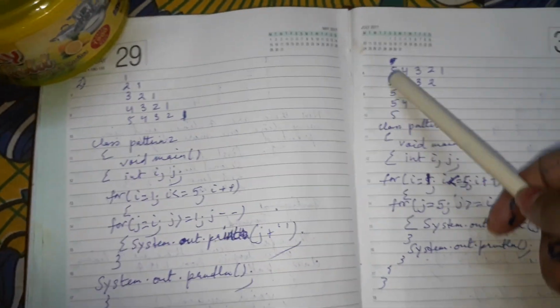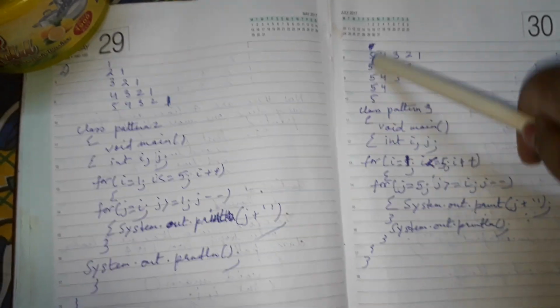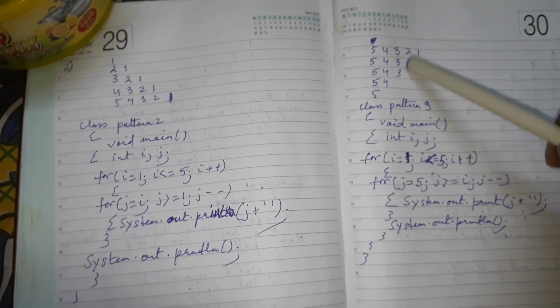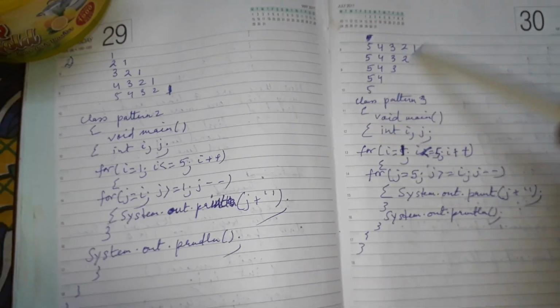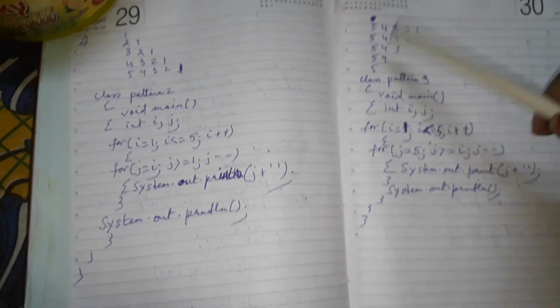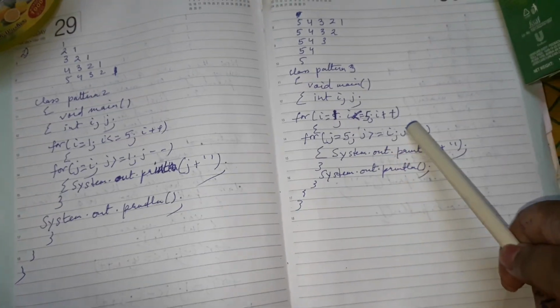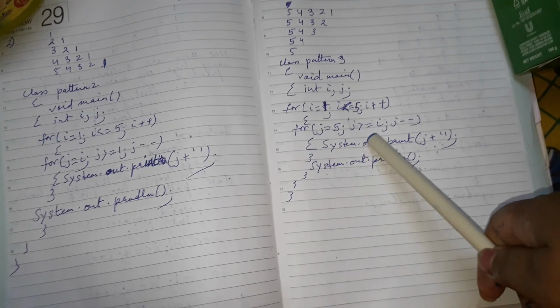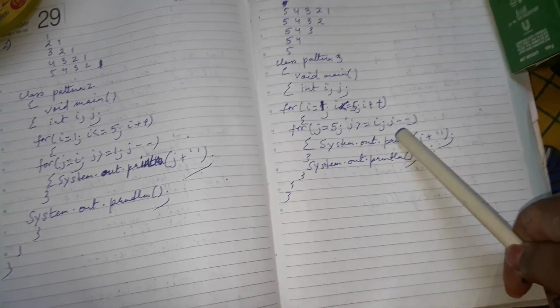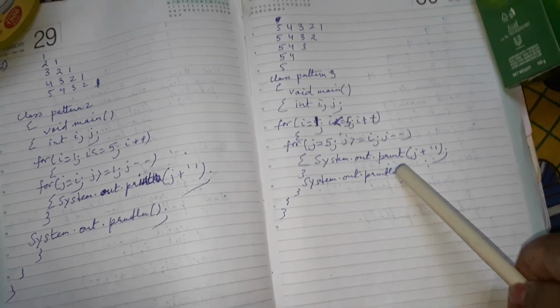Next, let us come to this program. Now here the starting of each line is 5, ending is 1, 2, 3, 4 and 5. So we will straight away make this as the value of I. So I is 1, I less than equal to 5, I plus plus, j is 5, j greater than equal to I, j minus minus, and you print the value of j.